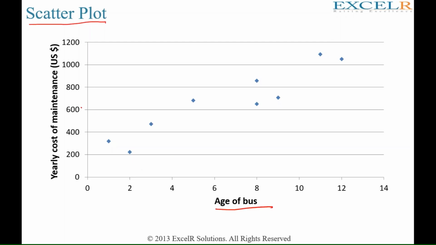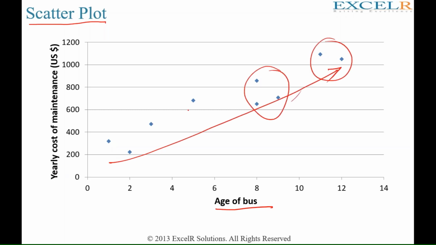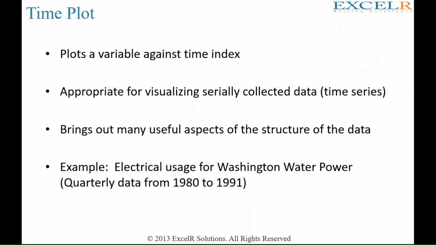Age of the bus versus cost of maintenance. Right, this is how we plot. And we know how to infer. There is an upward trend. There seems to be clusters. This seems to follow a linear relationship. Strength seems to be strong. All that is fine. But how would you plot if time series data is given to you?